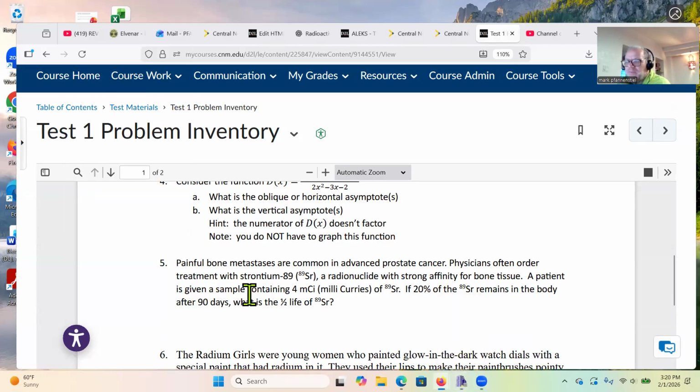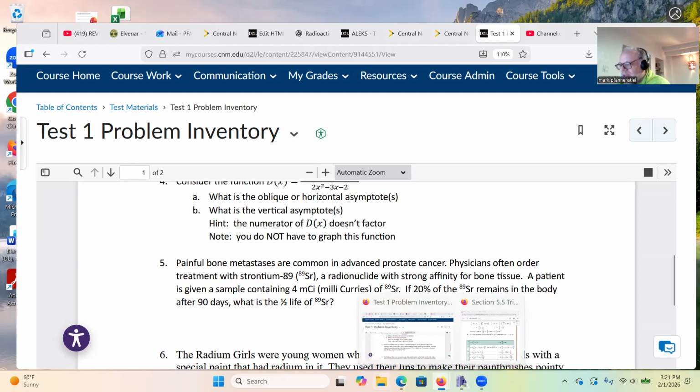Okay, so painful bone metastases are common in advanced prostate cancer. Physicians often order treatment with strontium-89, 89Sr, a radionuclide with strong affinity for bone tissue. A patient is given a sample containing 4 millicuries of 89Sr. If 20% of the 89Sr, that's strontium-89, remains in the body after 90 days, what is the half-life of strontium-89? So that sounds like a great question.